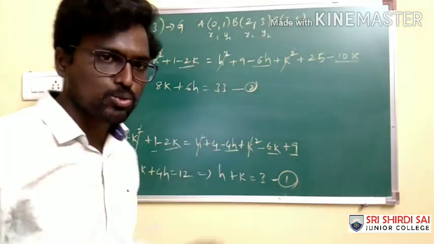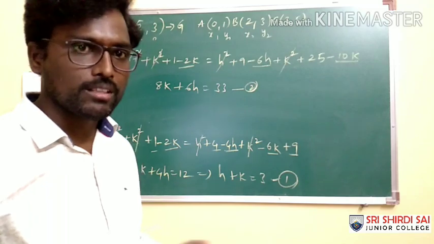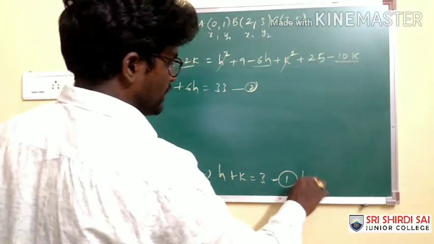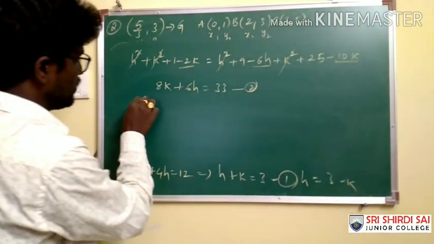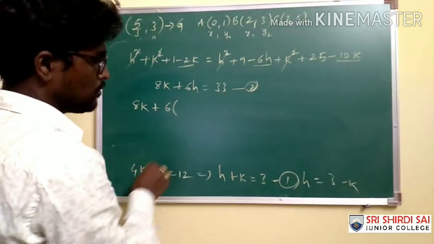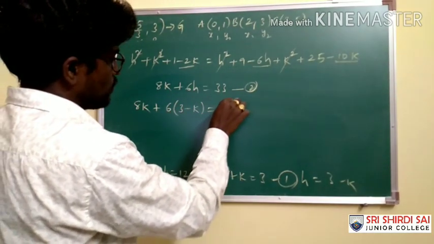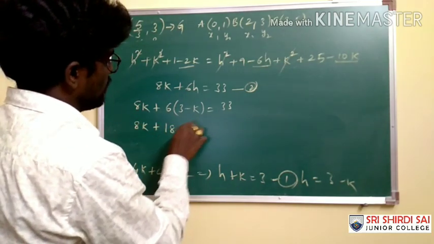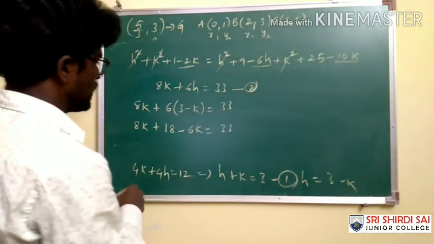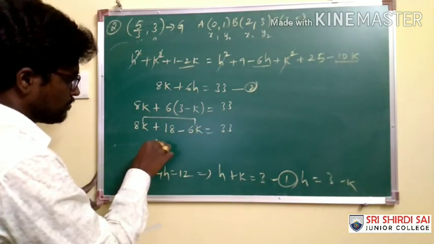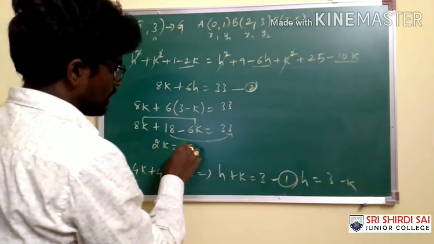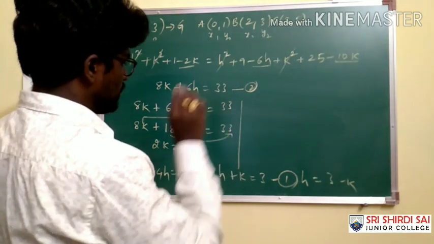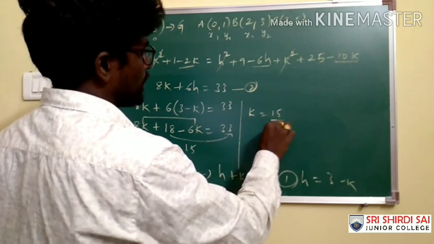Now these two are linear equations in two variables, h and k. You are already aware of how to solve linear equations. From this I am writing h is equal to 3 minus k, substituting here. 8k plus 6 into (3 minus k) is equal to 33. 8k plus 18 minus 6k is equal to 33. 8k minus 6k, 2k is equal to 33 minus 18, that means 15. Therefore, k is equal to 15 by 2.